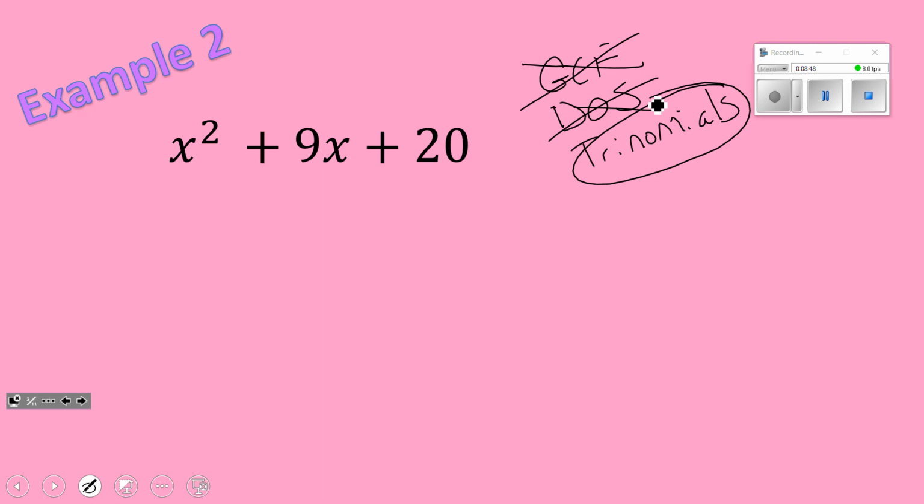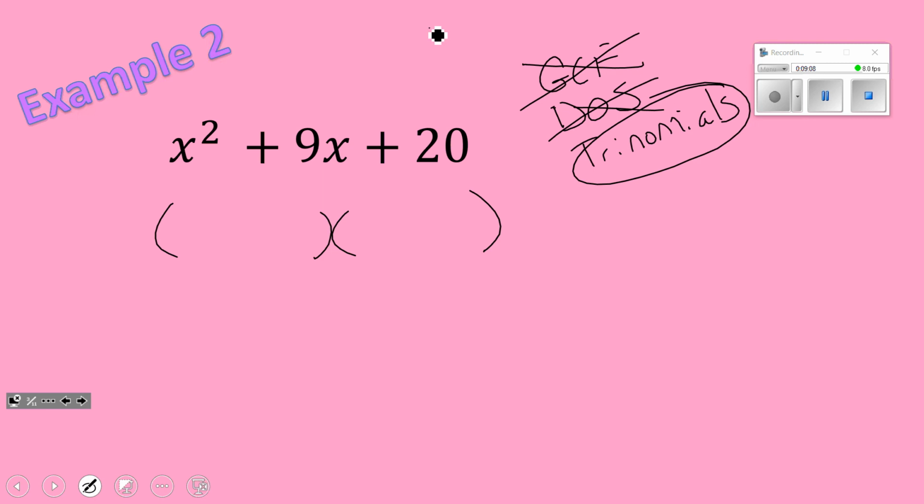Trinomials break into 2 binomials. Okay? And we're going to work this like a puzzle. Okay? Tell me, I know y'all don't do puzzles. Kids today don't do puzzles anymore. But if you did do a puzzle, puzzles are really good for y'all, by the way. It's good for your brain.